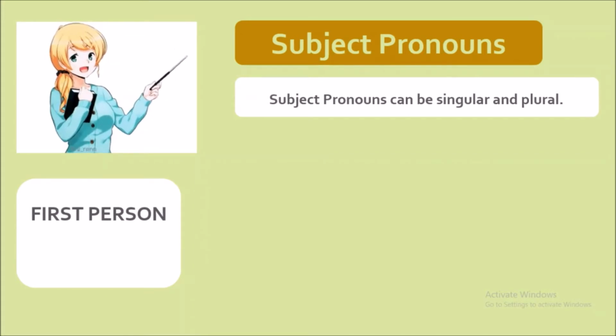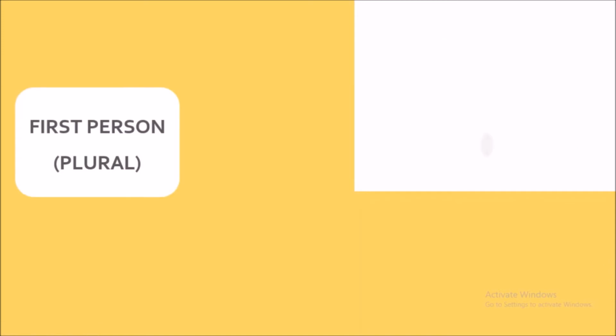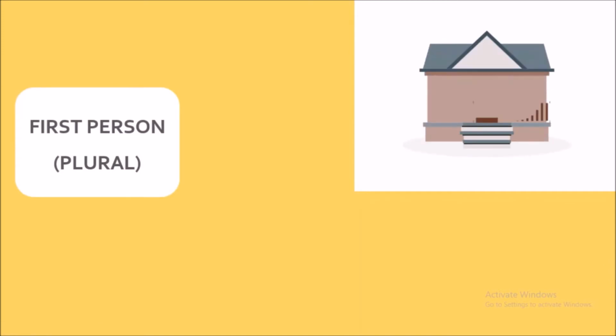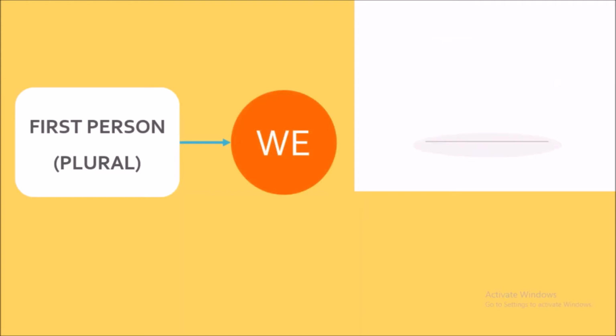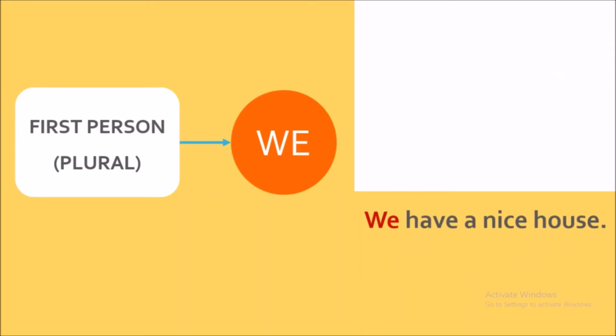For the first person singular, we use I. For example, I go to Jakarta. In this sentence, I is a subject pronoun. Look at the next example. First person plural is we. Example: we have a nice house.